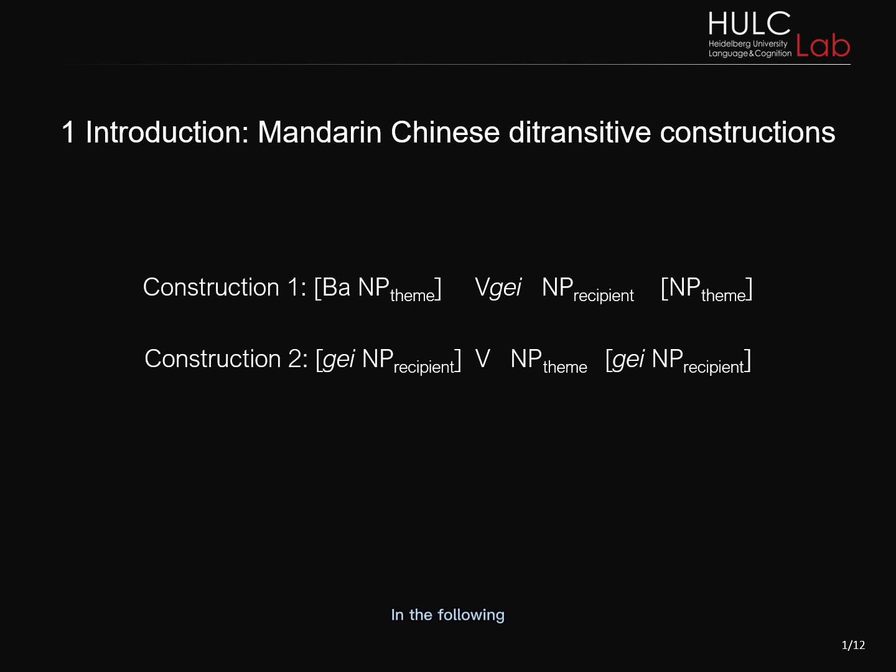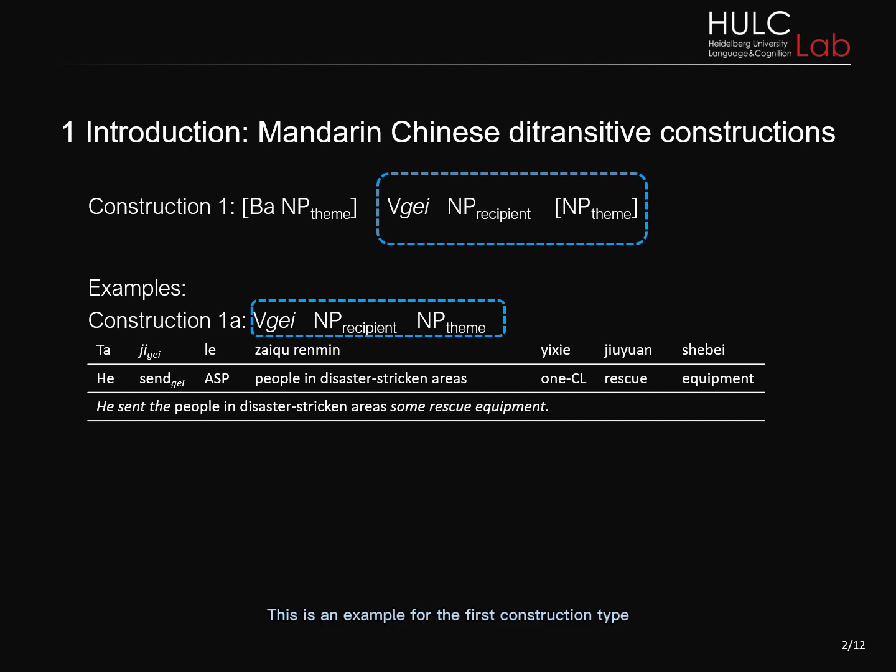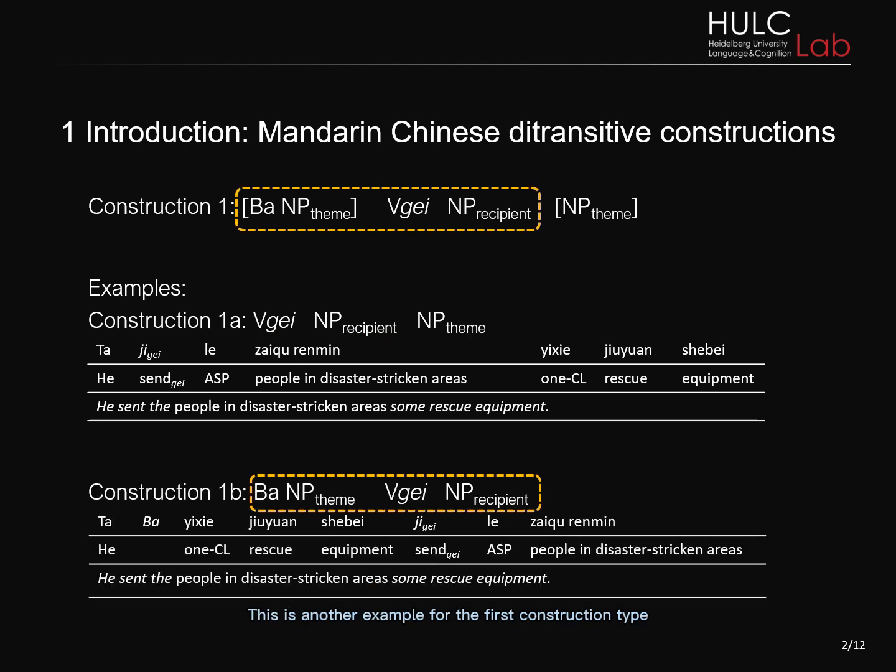In the following, I will give you 4 examples for these constructions. They all have the same meanings and differ mainly in the positions of recipients and themes. This is an example for the first construction type. The theme follows the recipient. This is another example for the first construction type, but the theme role is realized before the verb via the bar marker.